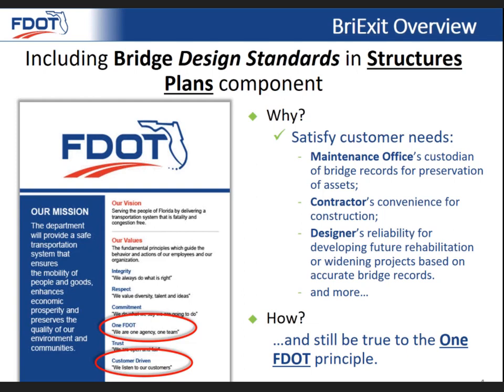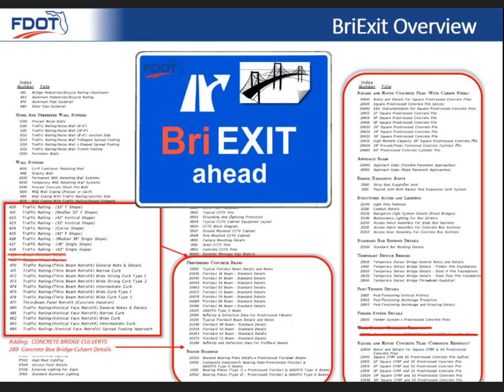So how are we going to do this and still be true to the one DOT principle and not completely segregate from the road and traffic standards? We struggled with that, but we're keeping them all in the same standard plans. As Durwood mentioned earlier, we've just split the naming convention into two subsets of road and bridge.